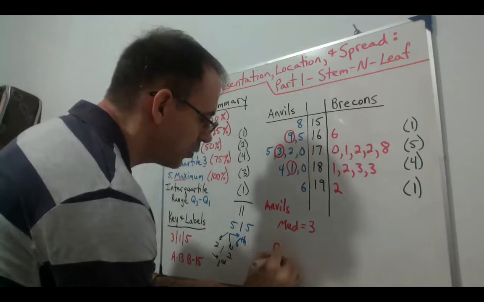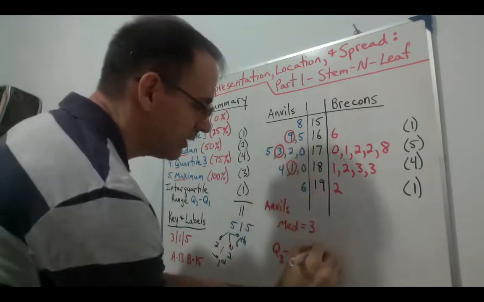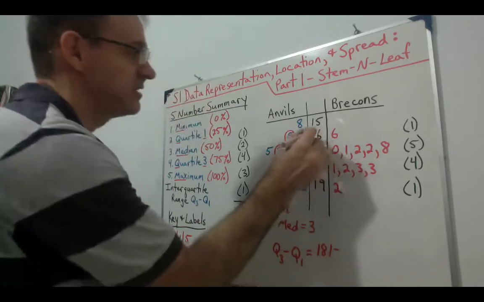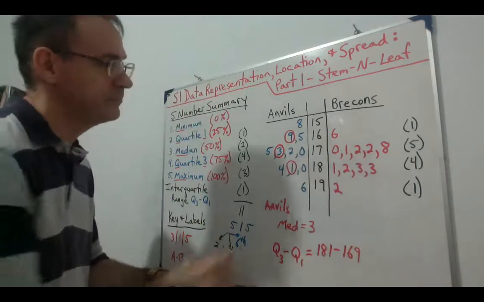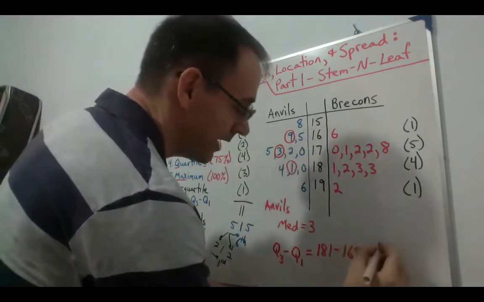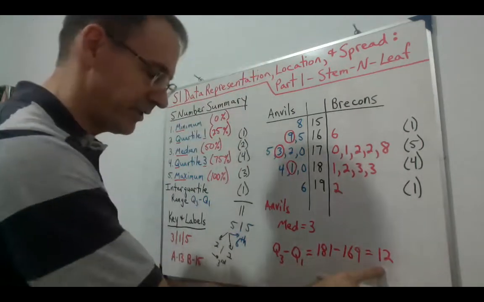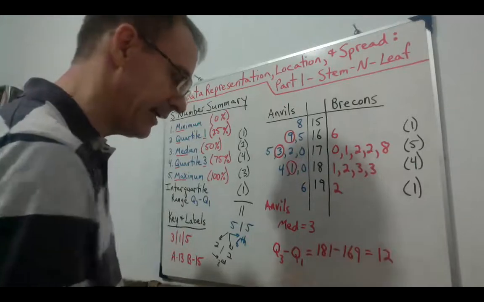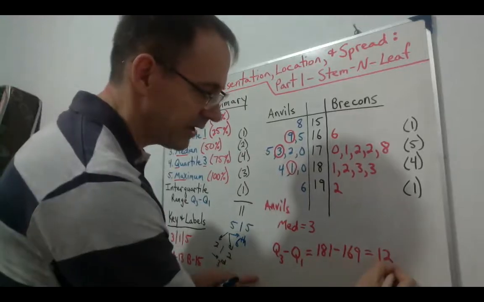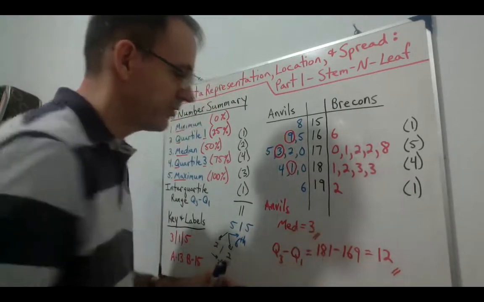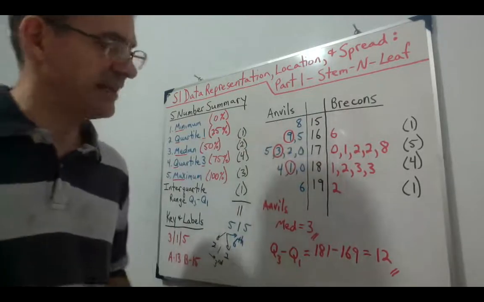So our interquartile range is 181 minus 169. So that gives us, what, 12? So 169 plus 10 is 179, 180, 181. So 181 minus 169, interquartile range of 12. So that's our 2 answers from this data set.